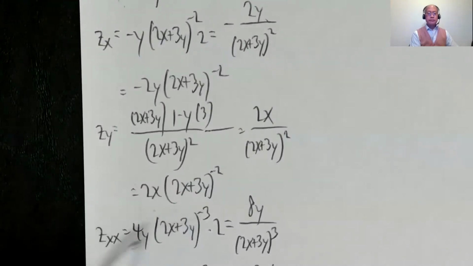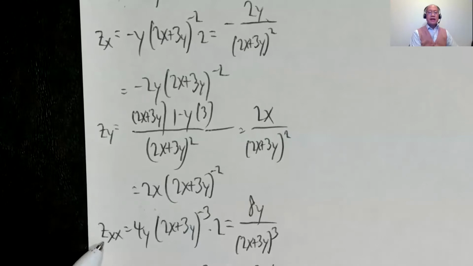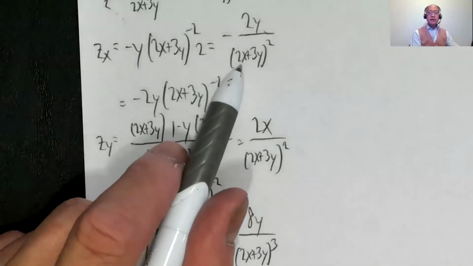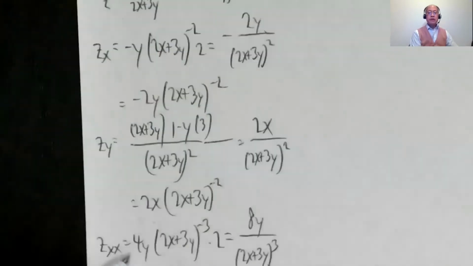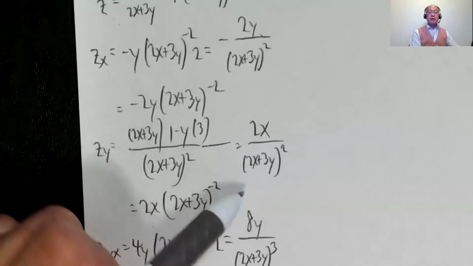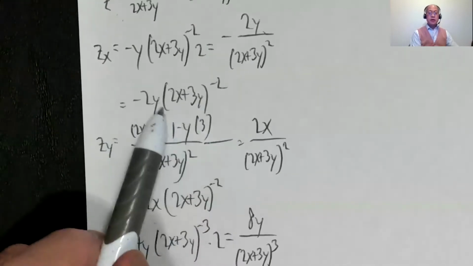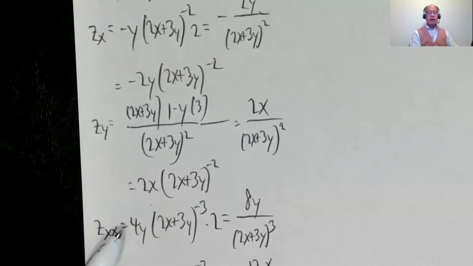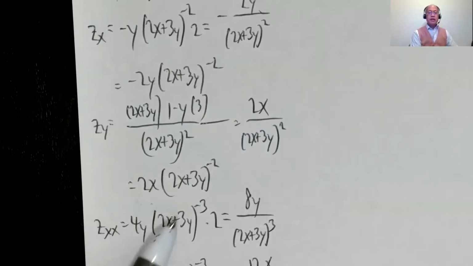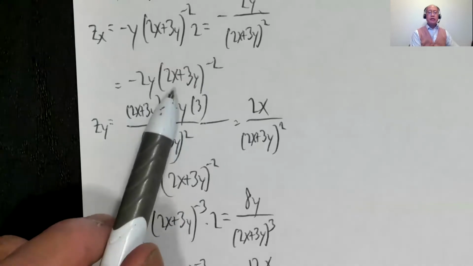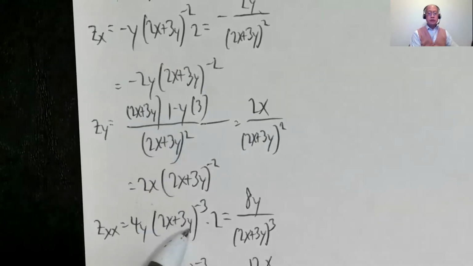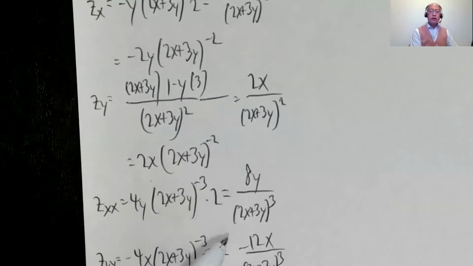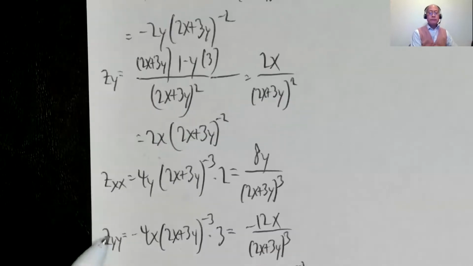or 2x times 2x plus 3y to the negative 2. So z sub xx means I take this z sub x and differentiate with respect to x. Okay, so I want to treat it like so, which means this is a constant. So negative 2 times negative 2y is a positive 4y, 2x plus 3y to the negative 3 times the derivative of the inside with respect to x, which is 2. Clean it up, 8y over 2x plus 3y cubed.